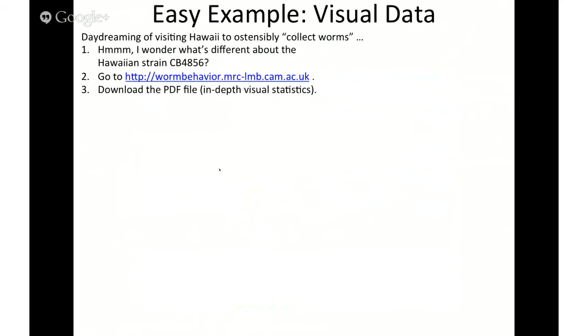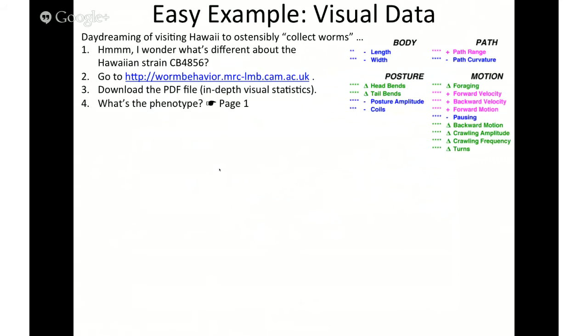I'm going to pull down that PDF file. And on the first page, I can already see what the phenotype is of that worm. So I've got this phenotypic ontology, which breaks down into what was different about the body, the posture of the worm, its motion, and its path. And the only things you see here are things that were statistically significant. So in this case, in blue with the minus sign, the length and the width of the Hawaiian worm are statistically significantly different, or they're smaller than their wild-type controls.